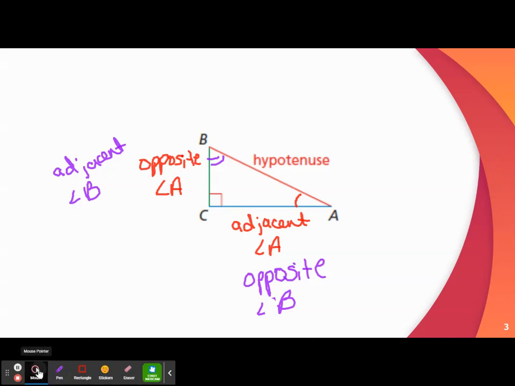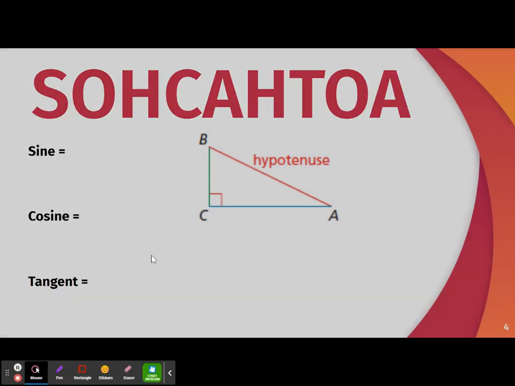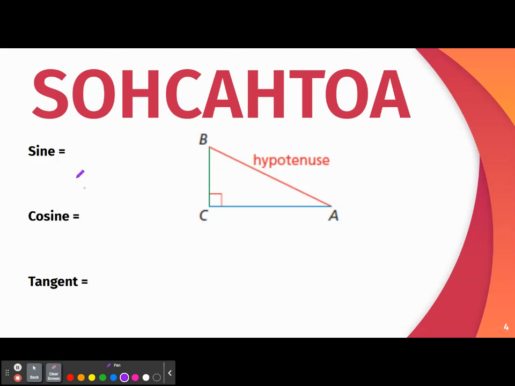All right, and then let's write down the formulas. To find sine, it's opposite over hypotenuse, and I'm abbreviating. Opposite over hypotenuse. Notice sine is opposite over hypotenuse. Cosine is adjacent over hypotenuse. And tangent is opposite over adjacent.